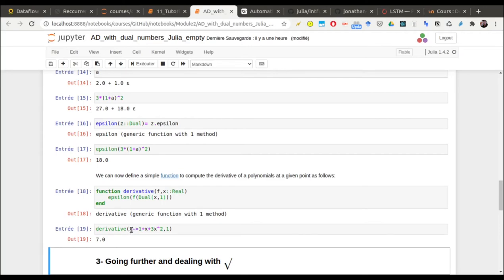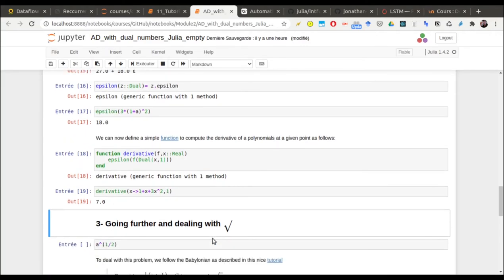So the derivative of the function x, the polynomial 1 plus x plus 3 times x squared, evaluated at 1, it's 7, which is right. Okay? So now you see that in a few lines of Julia, you are able to compute the derivative for all polynomials. Is there any question so far?